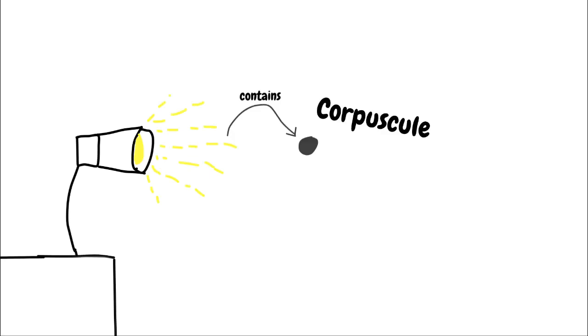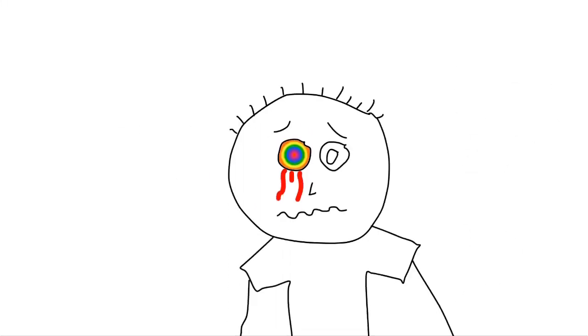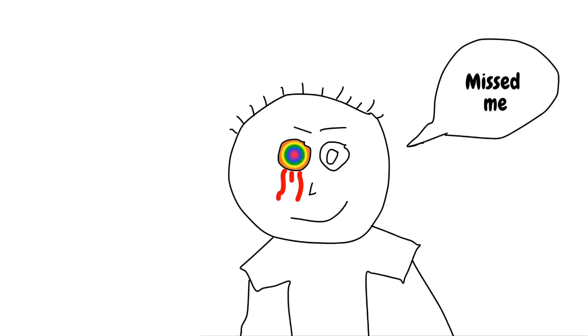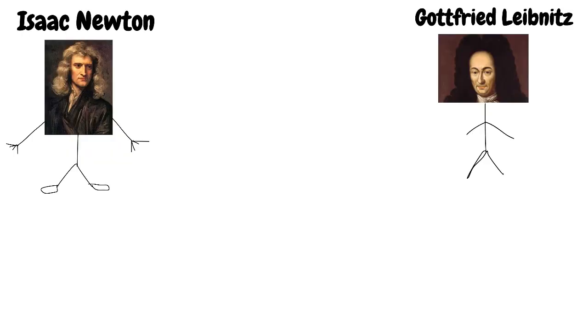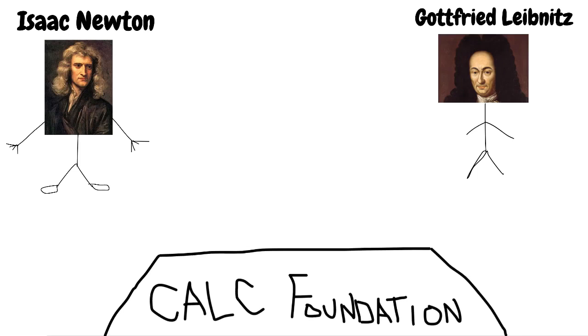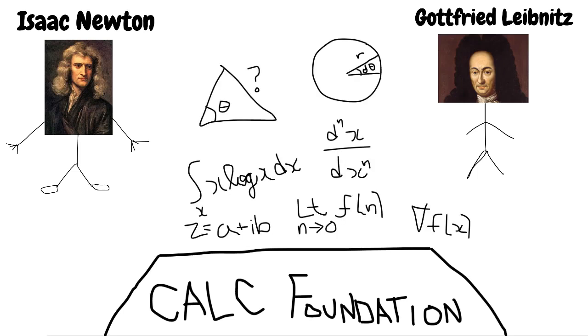the guy who hypothesized light is made up of particles called corpuscles, which allow us to see color when they enter our eyes, or just the Apple guy, and Gottfried Leibniz. Both Newton and Leibniz are independently responsible for the foundations of calculus that we see today.